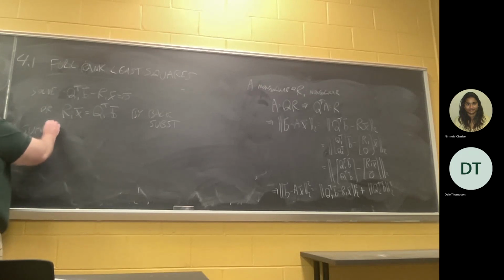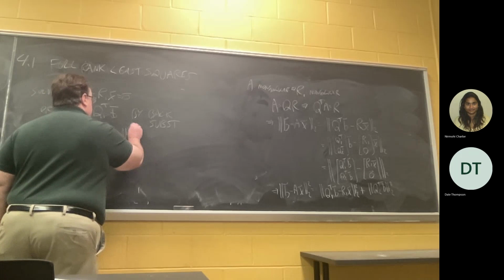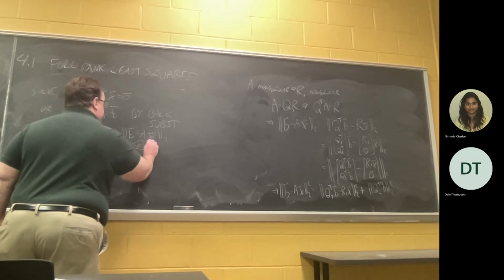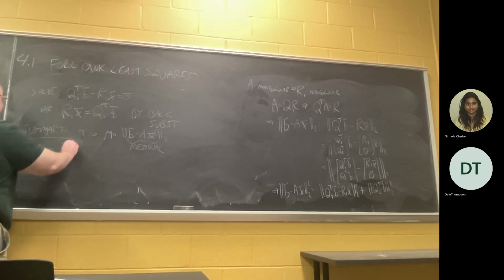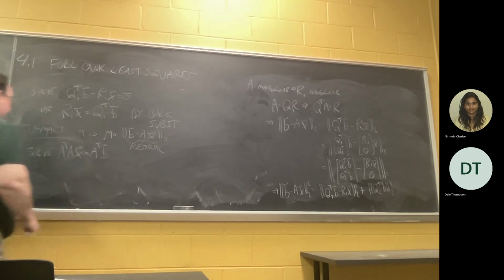So to summarize our two approaches, to minimize the 2 norm of B minus AX, in other words, the norm of the residual. So when you're solving AX equals B, B minus AX is referred to as the residual. You can proceed in one of two ways. You can solve the normal equations, A transpose AX is equal to A transpose B.